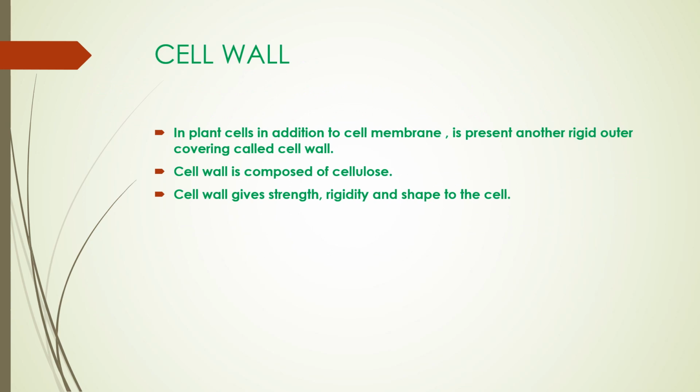The cell wall is a component of the cell which is restricted only to the plant cell. The rigid outer covering beyond the cell membrane forms the cell wall. It is composed of cellulose. It gives strength, rigidity, and shape to the cell.